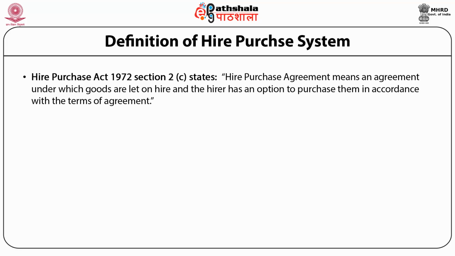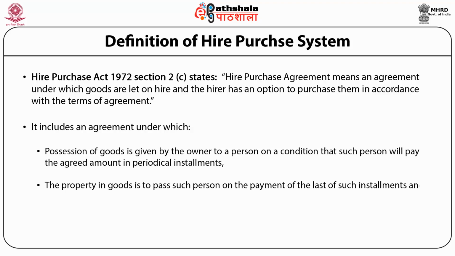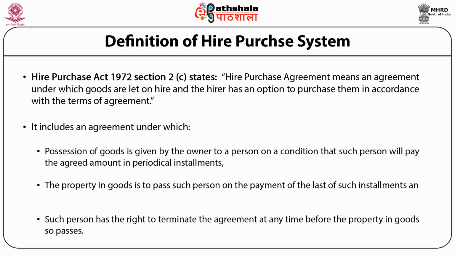Hire Purchase Act 1972, Section 2, Subsection C states hire purchase agreement as: hire purchase agreement means an agreement under which goods are let on hire and the hirer has an option to purchase them in accordance with the terms of agreement. It includes an agreement under which possession of goods is given by the owner to a person on a condition that such person will pay the agreed amount in periodical installments. The property in goods is to pass to such person on the payment of the last of such installments, and such person has the right to terminate the agreement at any time before the property in goods so passes.